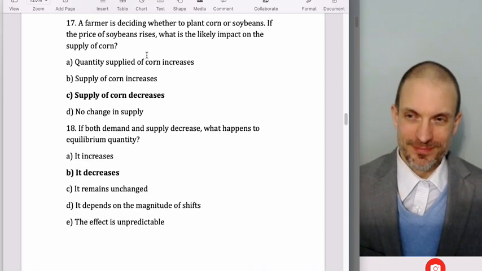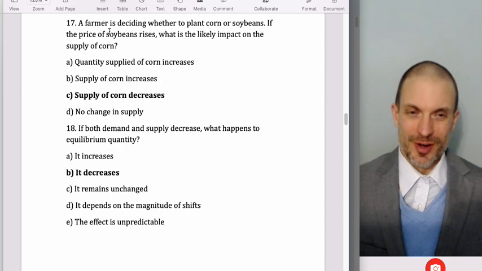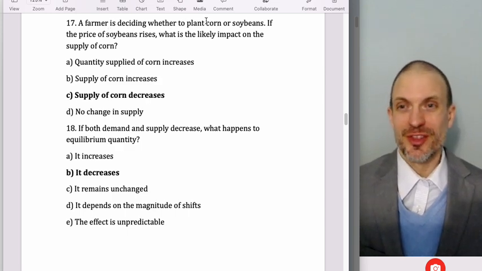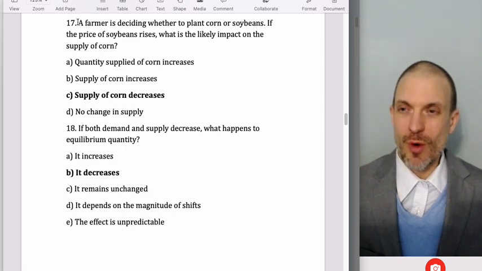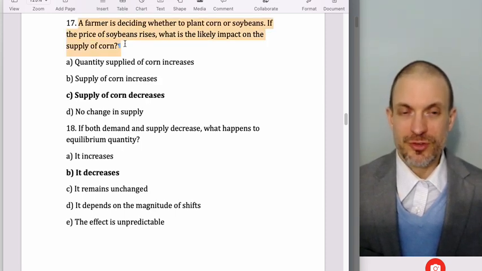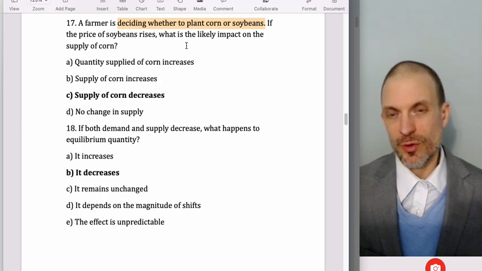If a farmer is deciding whether to plant corn or soy, if the price of soybean rises, what's the likely impact on the supply of corn? So this is a question about substitutes or complements in production. This is saying because they're deciding to plant either or, these are substitutes in production. The farmer could plant one or the other.